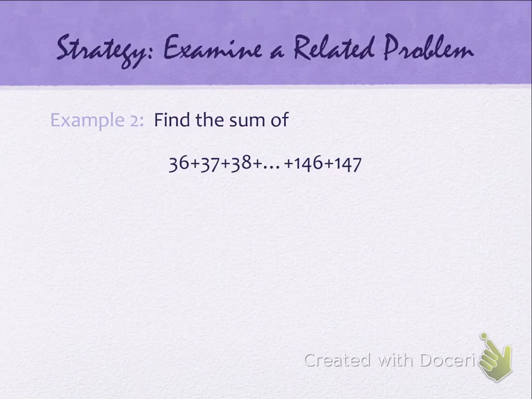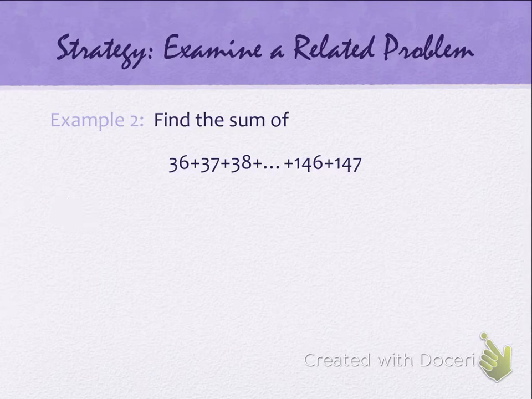This is examining a related problem. So we're going to use this idea of what Gauss did with patterns, and we're going to do it again, but now notice the numbers are not 1 to 100. They're 36 to 147. Okay, but we can do the same process. So if you want to do it the way that we did it before, you can rewrite it. If you want to draw the arrows and pair things up, that's fine too. It doesn't matter to me.